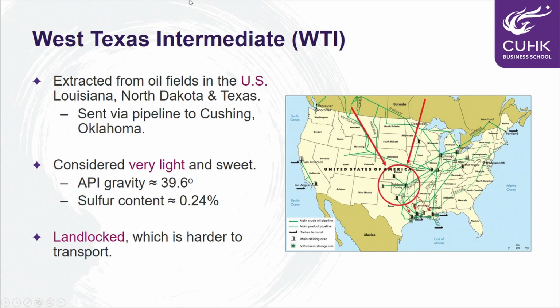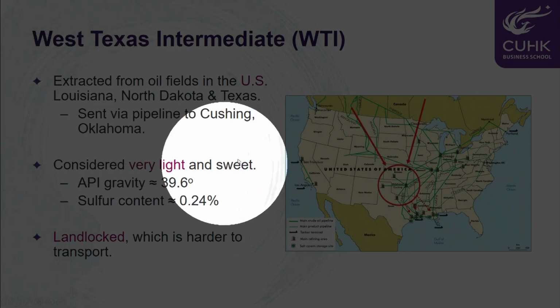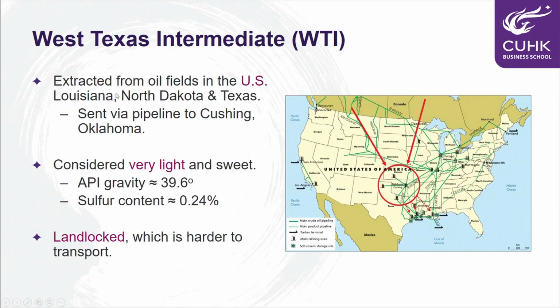Now, in terms of the quality of this oil, we can describe it as very light and sweet. So what is light and what is sweet? Sweet means this oil contains very low sulfur content. And very light means this oil has a density lower than water, and a very high API gravity. So I can tell you, with low sulfur content and lower density, this oil has perfect quality for fuel refinement.